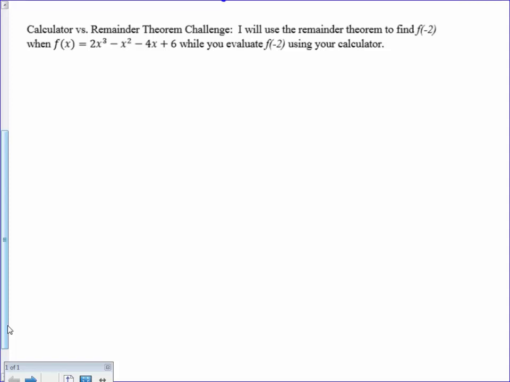All right, basically here what I would like to do is take this function and evaluate f of negative 2, which simply means that I'm going to take this function and everywhere there's an x, you would substitute negative 2. So using your graphing calculator, I would like you to evaluate this function at negative 2. Okay? I'm going to do it using the remainder theorem and synthetic division. So I'm going to say ready, set, and let's go.